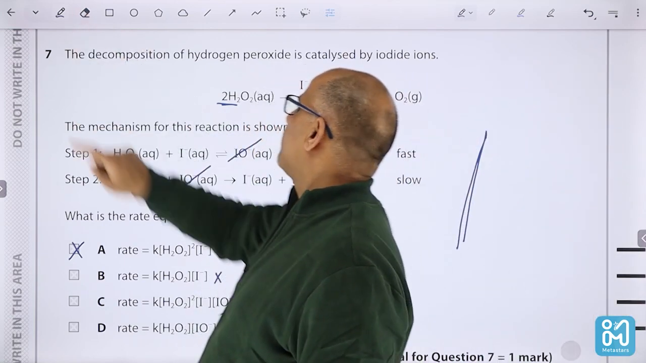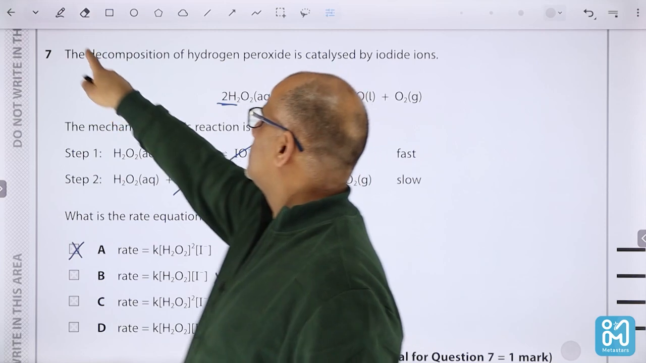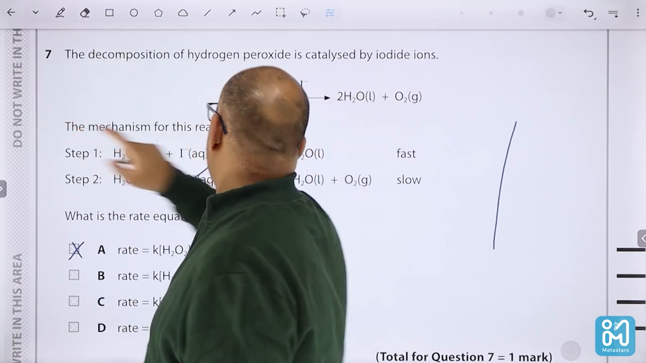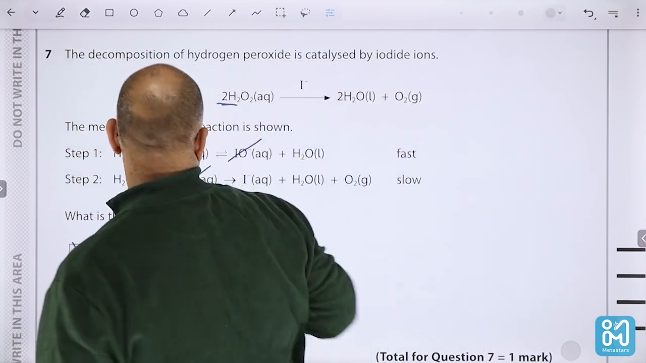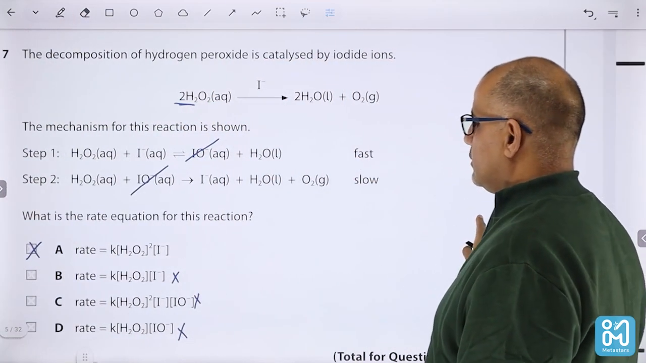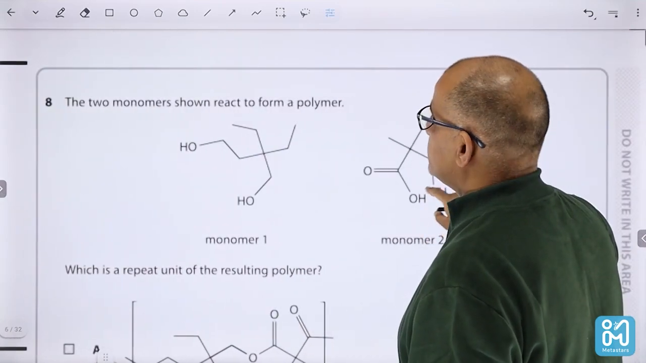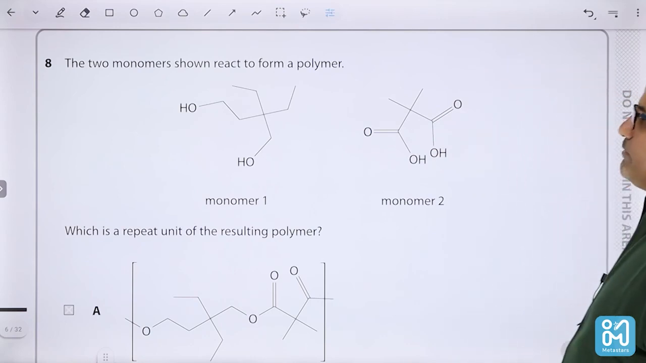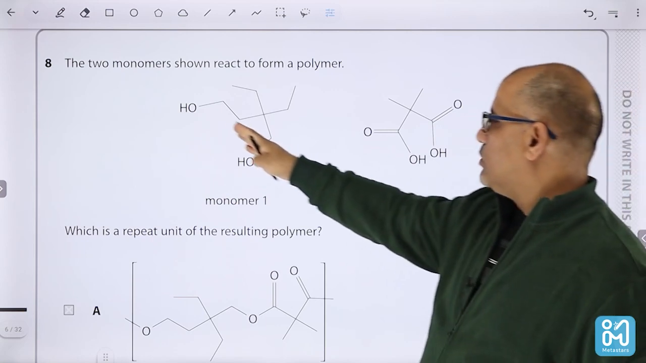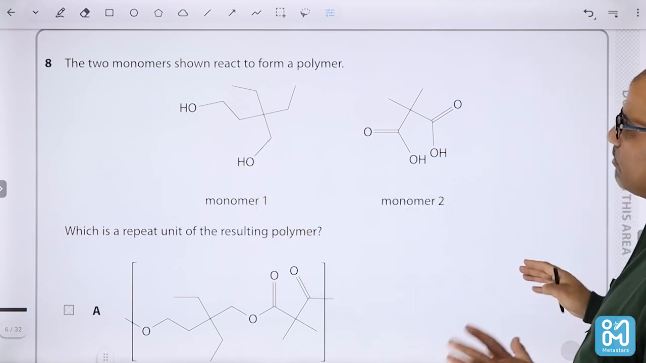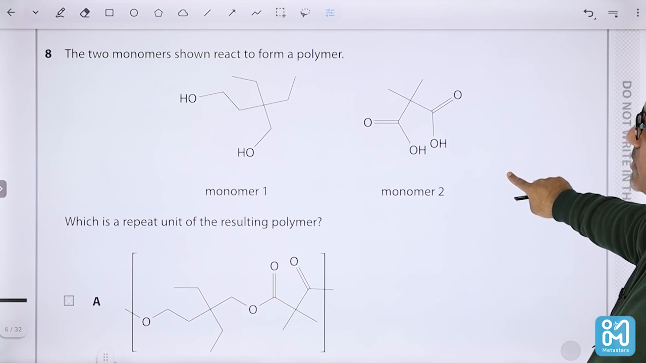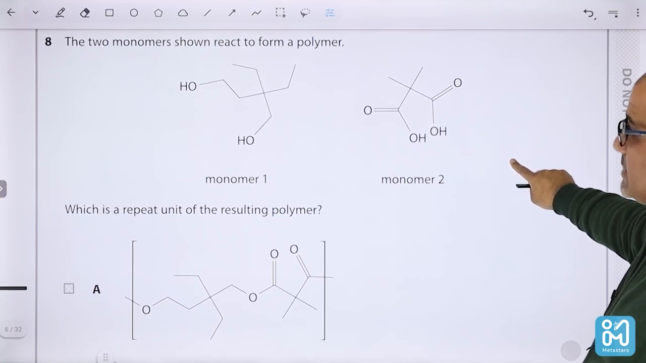Okay, now the next question. Sorry. The next question is this one. Imagine if you have these 2 carboxyl groups and 2 alcohols, so it is composed by the reaction of these 2 monomers. It's what's known as the ester group.